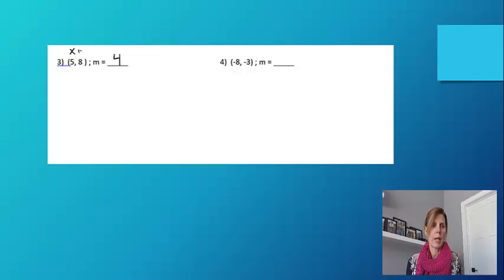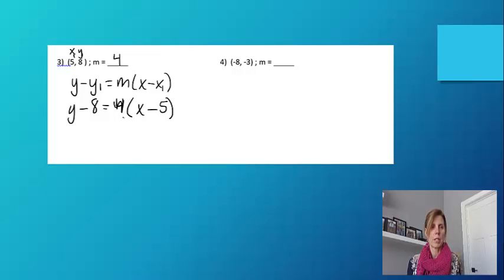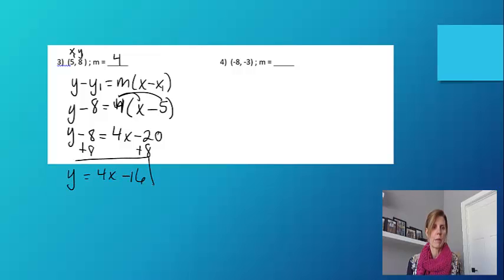Okie doke, so label my x and my y. So write my equation, y minus y sub 1 is equal to m times x minus x sub 1. Then I'm going to have y minus, my y value is 8, and then my slope is 4, and then x minus my x value is 5. Then from here, we just need to clean it up. So I'm going to have y minus 8 is equal to, either distribute or do your area model, you should get 4x minus 20. And then to finish it, to get rid of that minus 8, we will do plus 8. So now I'm going to have y equals 4x minus 16. Probably the difficulty is just getting your minuses and pluses straight on these problems.